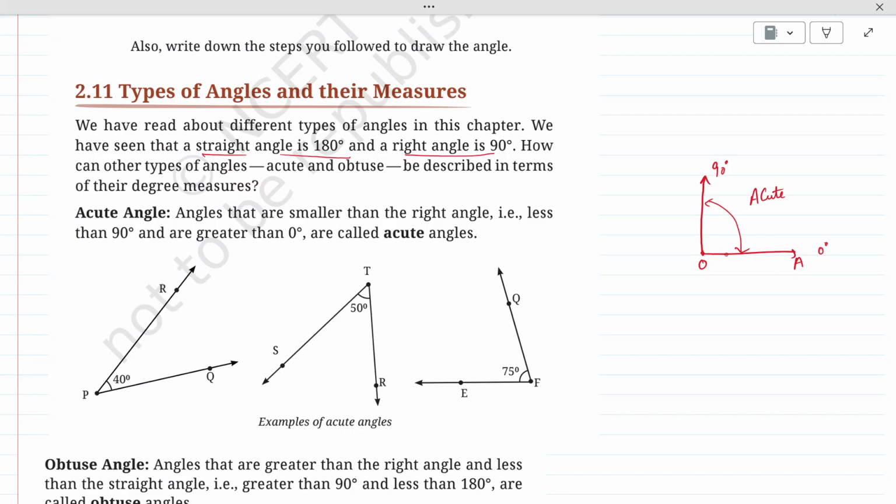Similarly, if any angle is greater than 90 degrees and less than 180 degrees, it is called an obtuse angle. I'm making this 180 degree line. So between 90 and 180, it will be an obtuse angle, which comes in this bracket. The same has been written here. Angles that are smaller than the right angle, that is less than 90 and greater than 0 degrees, are called acute angles. Examples are shown here. We can make them in any direction.